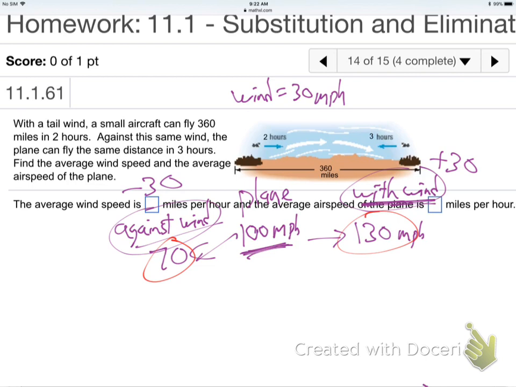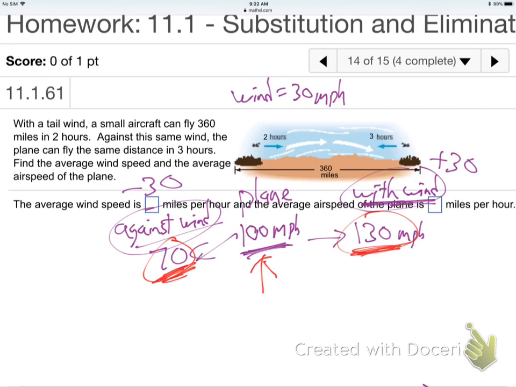What if somebody told you, hey, it can go only 70 against the wind, and it can go 130 with the wind. How fast does it go on its own? They're not giving you the 100. How would you find the 100? What if they just gave you the 70 and the 130 against the wind and with the wind, but they didn't tell you the 100. They didn't tell you how fast it is just on its own.